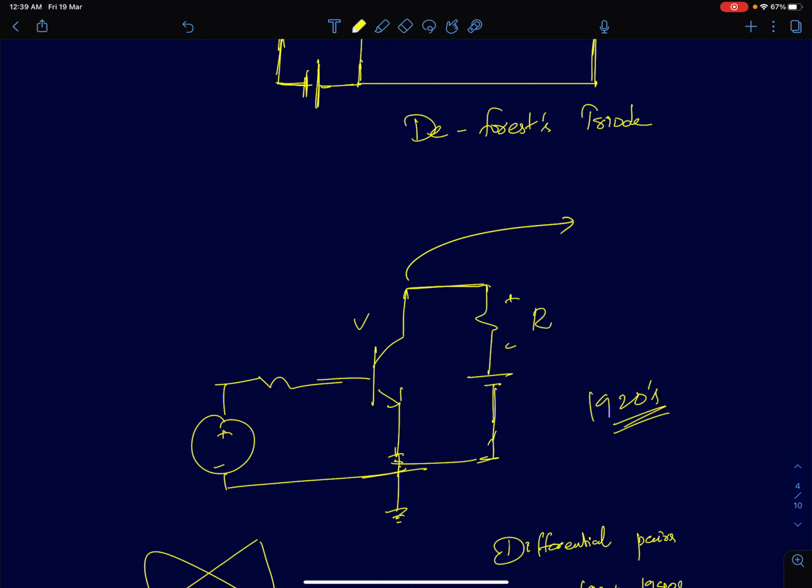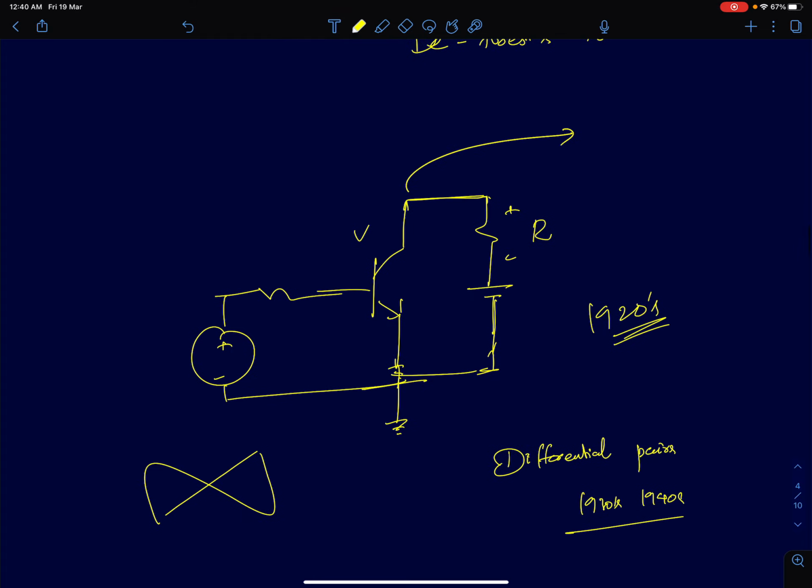Now from this lecture onwards, we are going to discuss a new kind of architecture of amplifiers called differential amplifiers. I'll define what differential amplifiers are soon, but I'll just say that the idea of differential amplifiers existed in the 1930s and 40s, but it gained a much greater momentum after the IC technology was perfected.